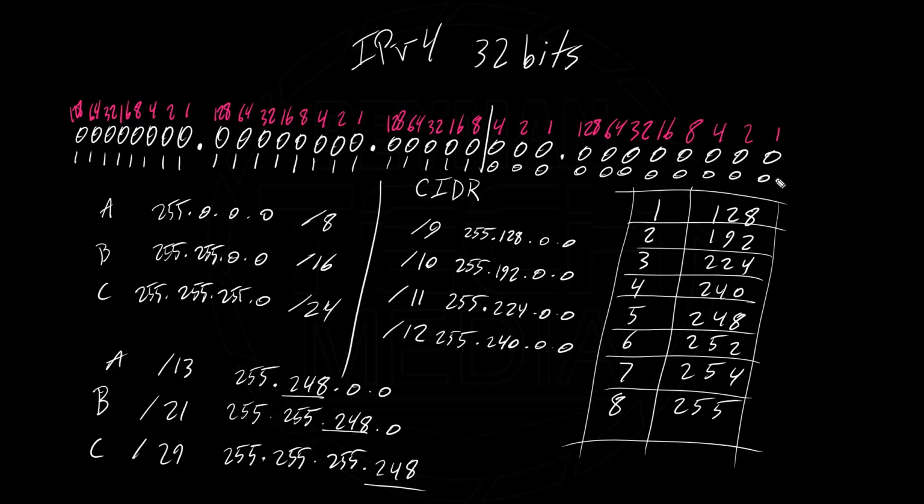Okay? So here, in this case, when we talk about 21, they borrowed 5 bits, so we can see it's on the third octet, because 8 plus 8, 16, 17, 18, 19, 20, 21. So that's on the third octet. We just write 248 on the third octet. When we convert this binary 11111000 to a decimal, it gives us 248.